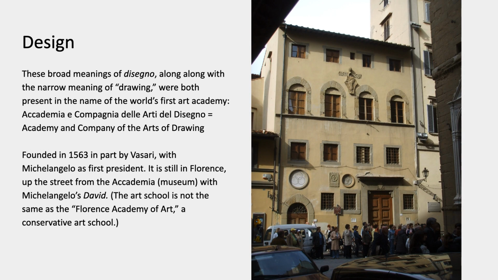These broad meanings of disegno, along with the narrow meaning of drawing, were both present in the name of the world's first art academy, which could be translated as Academy and Company of the Arts of Drawing. This was founded in 1563, in part by Vasari, with Michelangelo as its first president. He died a year later, so he never taught in the art academy. It's still in Florence. It's up the street from the Accademia, which is the museum that everybody goes to see Michelangelo's David. And since I'm distinguishing these different academies, there's a third one. The art school is not the same as the, quote, Florence Academy of Art, which is a conservative art school.